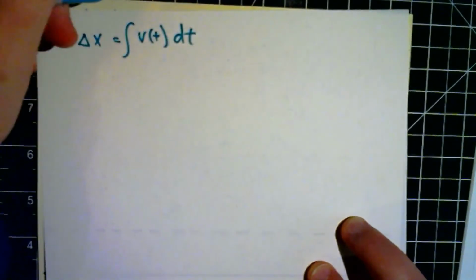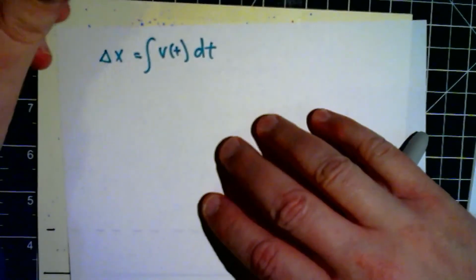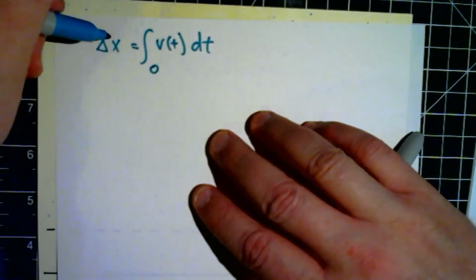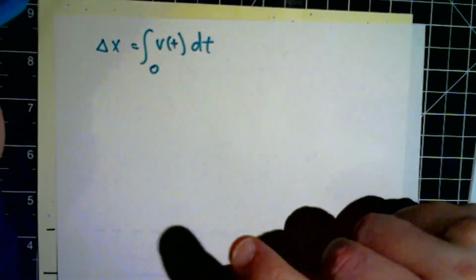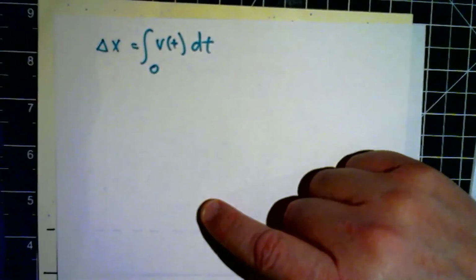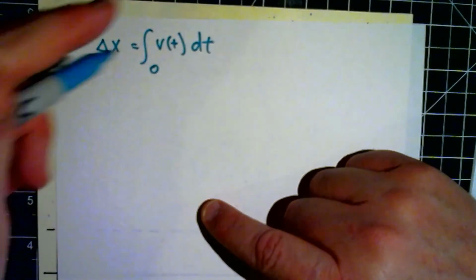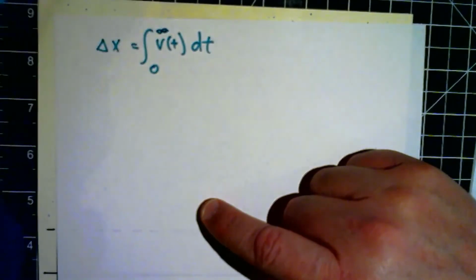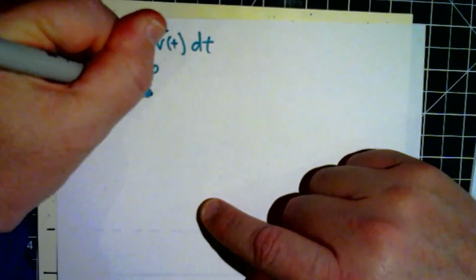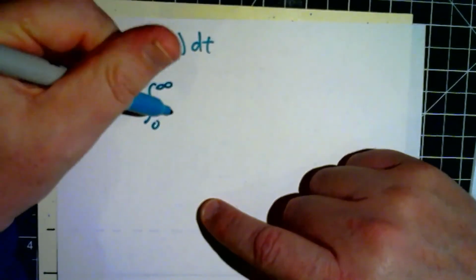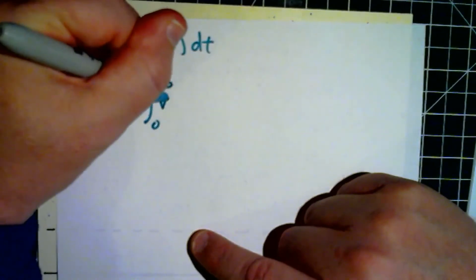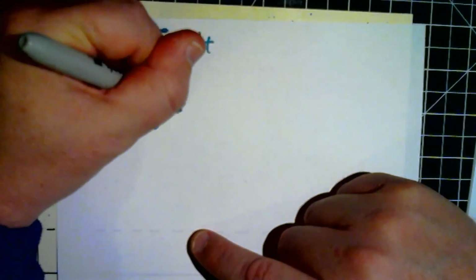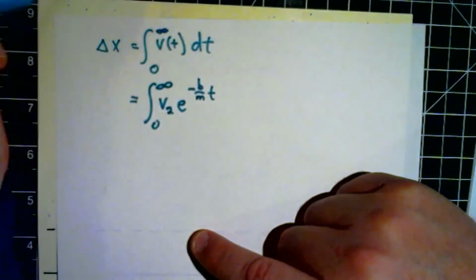Delta x is the integral of the velocity function with respect to time. Now let's go ahead and figure out what our limits are. We're going to start off at a time of 0, and then it theoretically doesn't stop at all, but if I let it approach an infinitely long amount of time, yeah, it'll stop. So my upper limit has to be infinity. All right, so setting our limits from 0 to infinity, and we're going to take the integral of our function that we're given, v2 e to the minus b over m t.